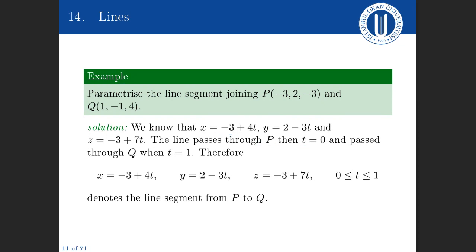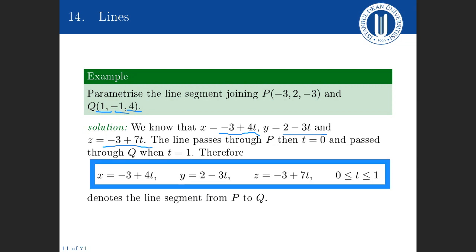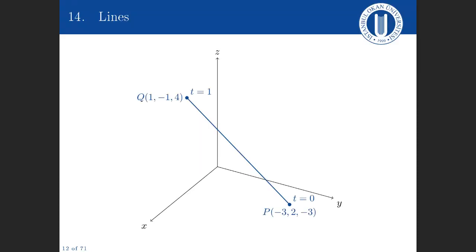And also note, if we put t equal to 1 in, then it's going to be minus 3 plus 4, which is 1, 2 minus 3, minus 1, and minus 3 plus 7, which is 4. If we put t equal to 1 in, then we get Q. Why is it 1? Because we used the vector from P to Q. So the answer to this question is the same x, y, z equations, but because it's a line segment, we want t to be only between 0 and 1. And that looks like this. This is the line segment from P to Q.